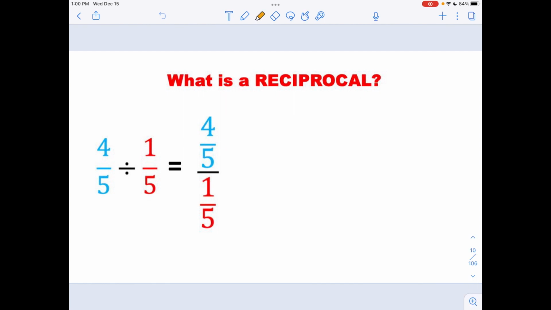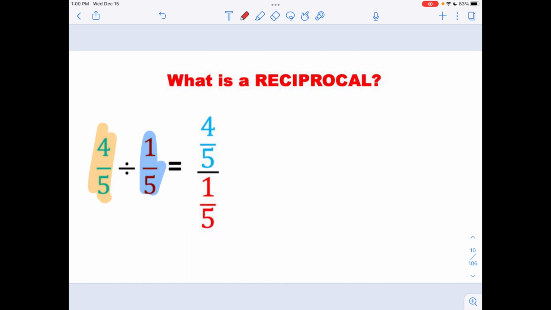This is the same problem, 4/5 divided by 1/5. So notice here's 4/5, it's on the top. 1/5 is here on the bottom. So I could write 4/5 divided by 1/5 this way. If I do, I notice that the denominator is kind of icky. It's 1/5. I want the denominator to be 1.